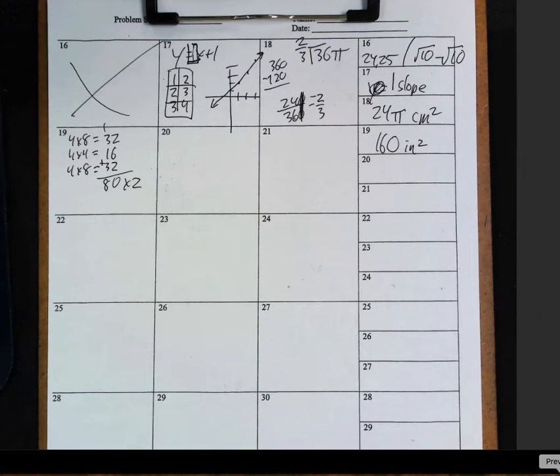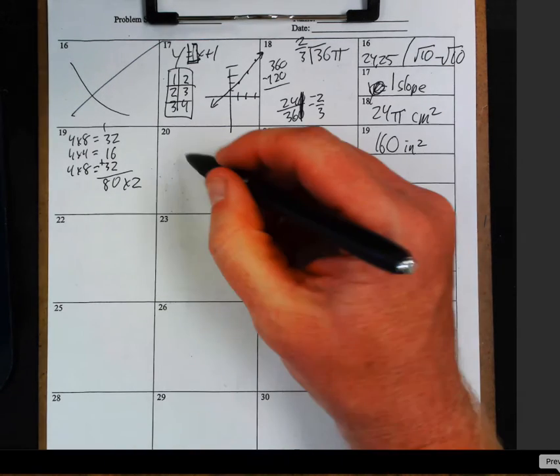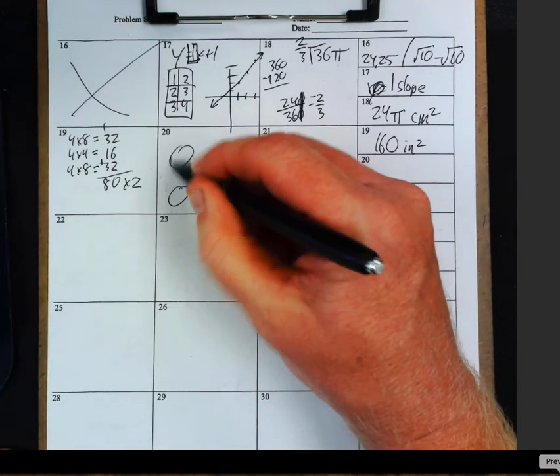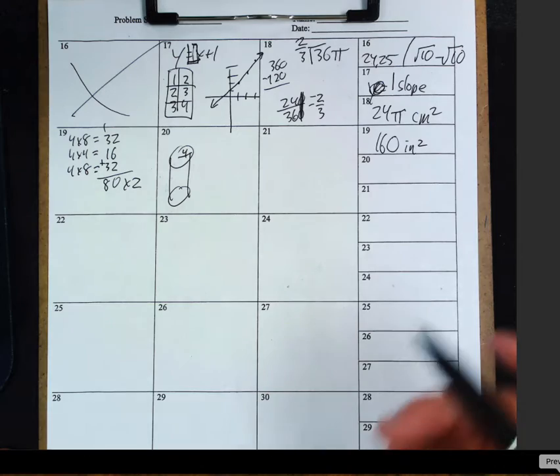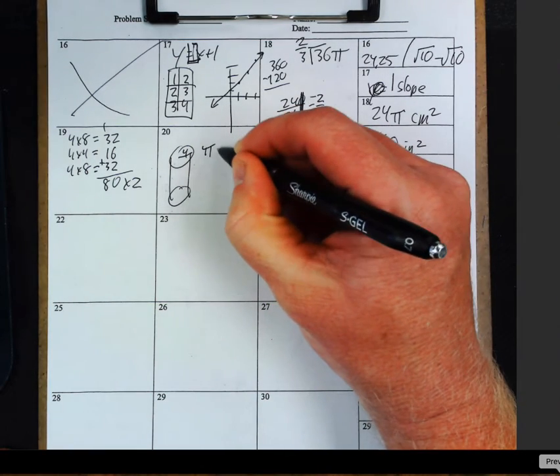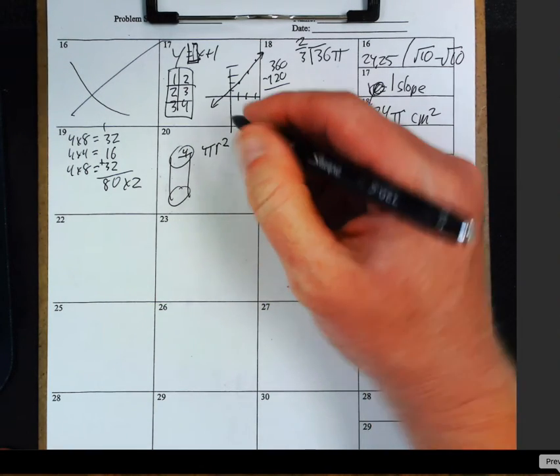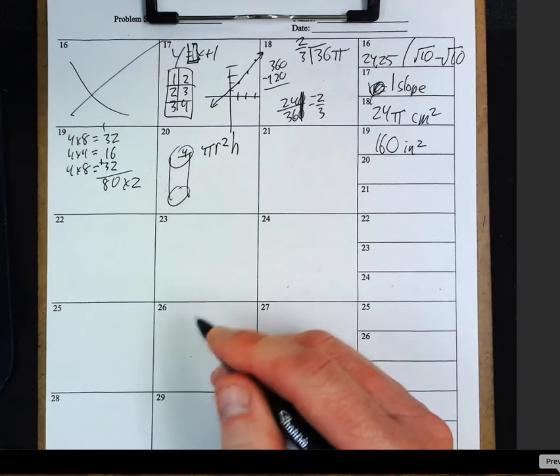Number 20 says find the volume of the right cylinder. Dimensions are in centimeters. I'm supposed to use 3.14. Awesome. They gave me a cylinder for volume. I need to find the area of a circle, and they gave me the radius. So it's pi r squared times the height. Fill in the numbers.